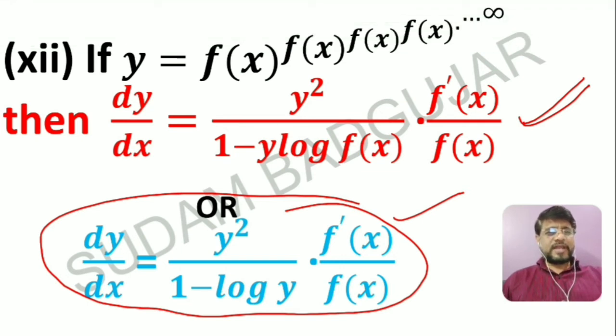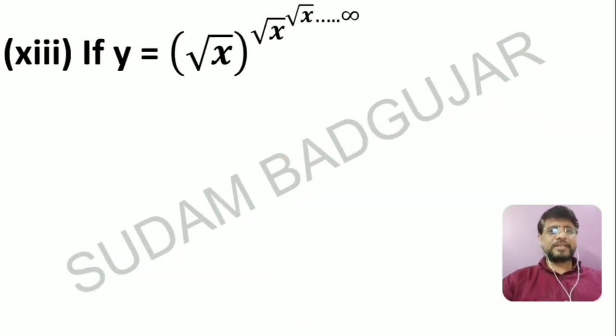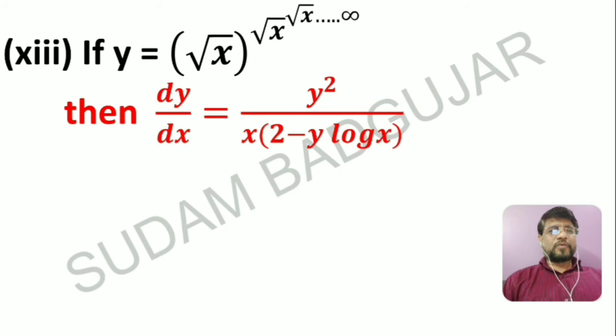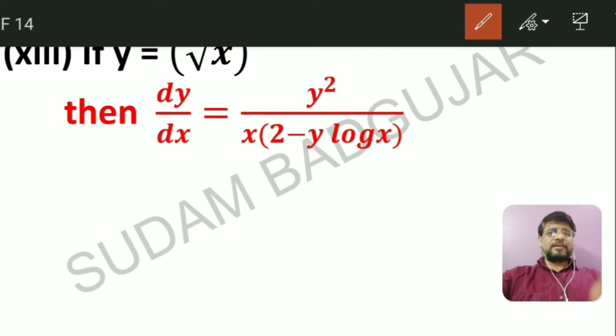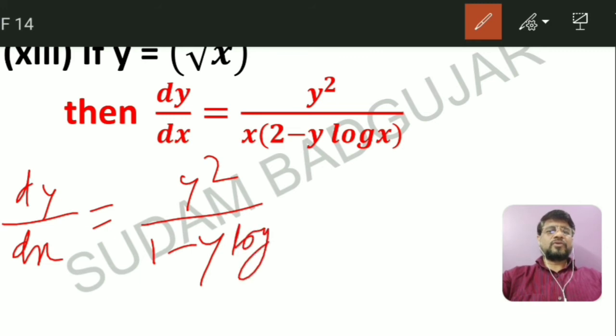Understood? Now next question is, next will be an extra question, that is question number 13. If y is equal to root x raised to root x raised to root x up to infinity, then its derivative is dy by dx equal to y square upon 1 minus, you have to simplify that. See, I will show you that one. It is nothing but dy by dx is equal to y square upon 1 minus y into log x into derivative of root x, that is 1 upon 2 root x.